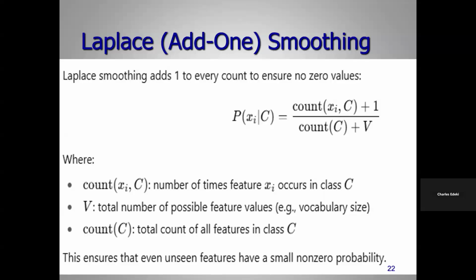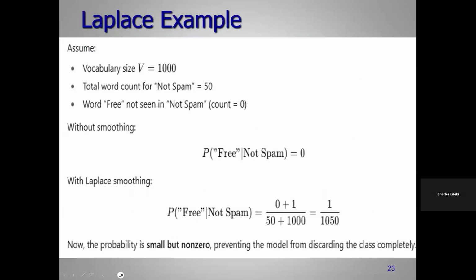Okay, so let's keep going. That's an example for the Laplace smoothing. We can see we have a V value. Again, this is based on the vocabulary size. V can be any value here. The size is 1,000. Also, the total word count for not spam is 50. Then the word free is not seen in not spam, so the count is 0. This is where we have the zero problem.